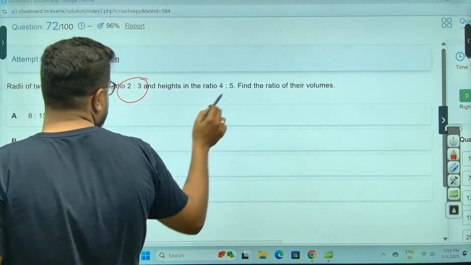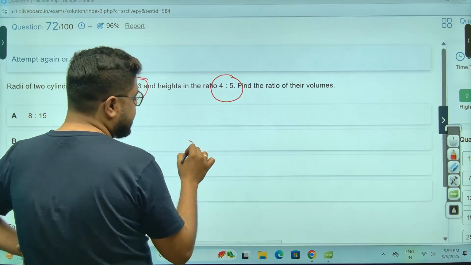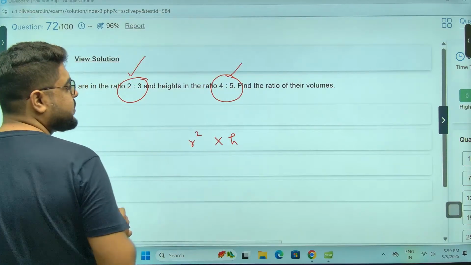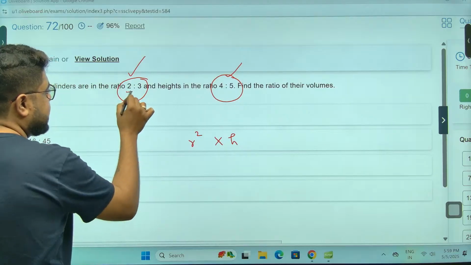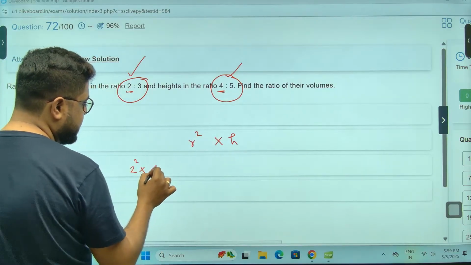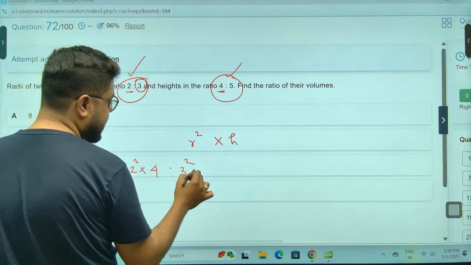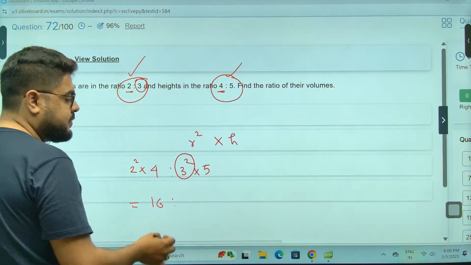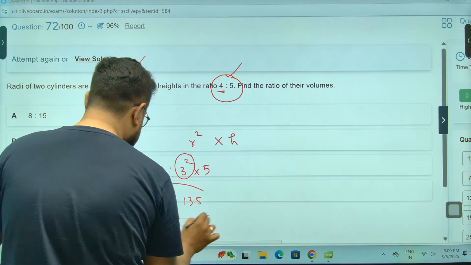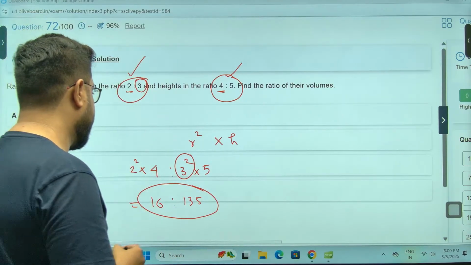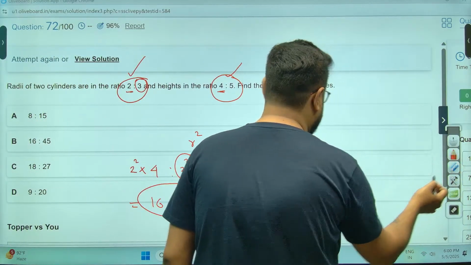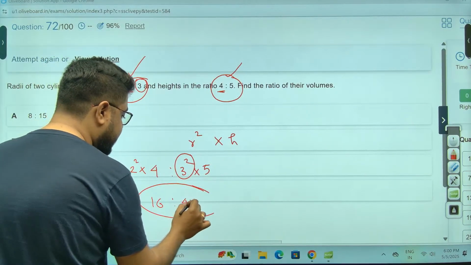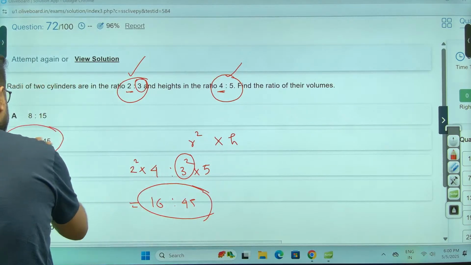Sir, what about the cylinders? Ratio of radius. Sir, volume is r square into h. So that means ratio square into h. So that means 2 square, into 4h ratio, and this one 3 square into h. So this is 2 to the power 4, 16. This is 27 into 5, sir. 27 into 5 is 135. Sorry, 3 square I'm saying, like 27. 5 nines are 45. Oh, I'm going crazy. Option B is the answer.